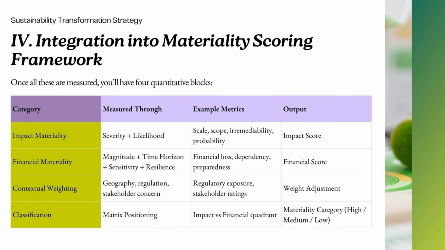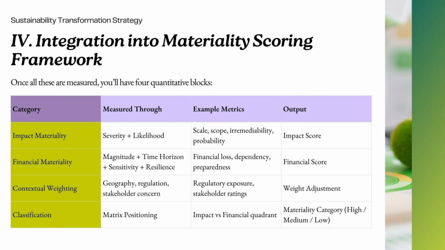The first block is impact materiality. Impact materiality is measured through severity and likelihood using factors such as scale, scope, irremediability, and probability. The output of this block is an impact score, which reflects how serious a topic is for people and the environment.